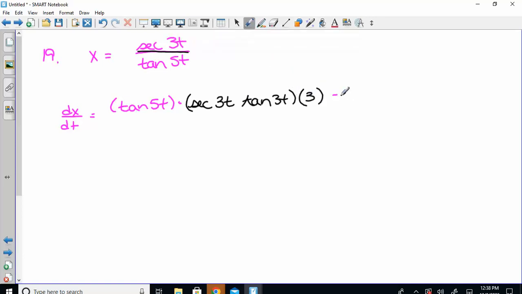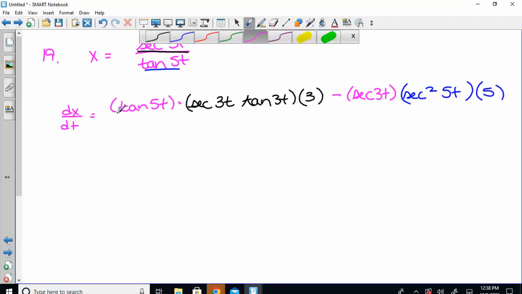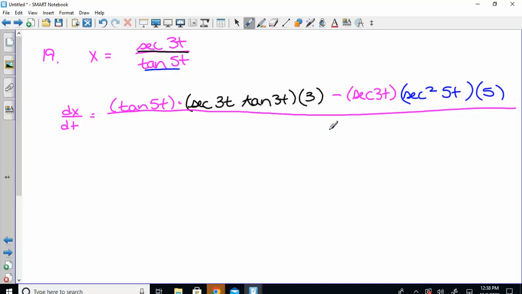So that's low d high minus high d low. So derivative on the bottom. Derivative of tangent is secant squared. We have to do chain rule, so times derivative of the inside. Derivative of 5t is 5. Over low square.